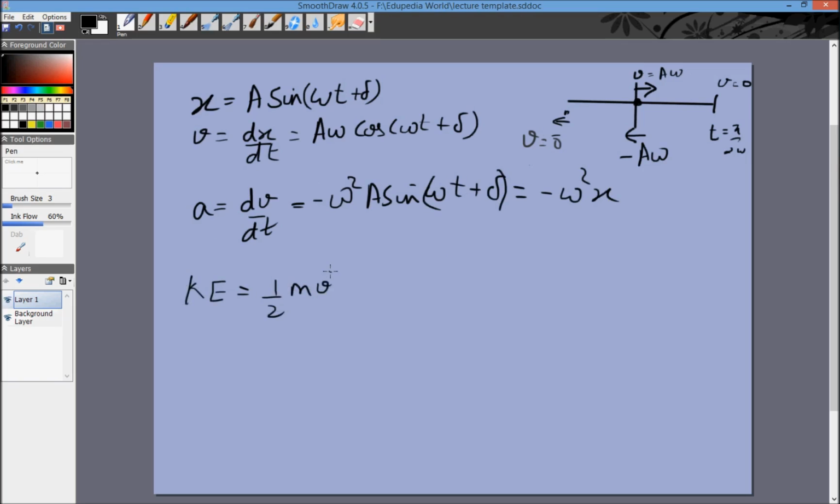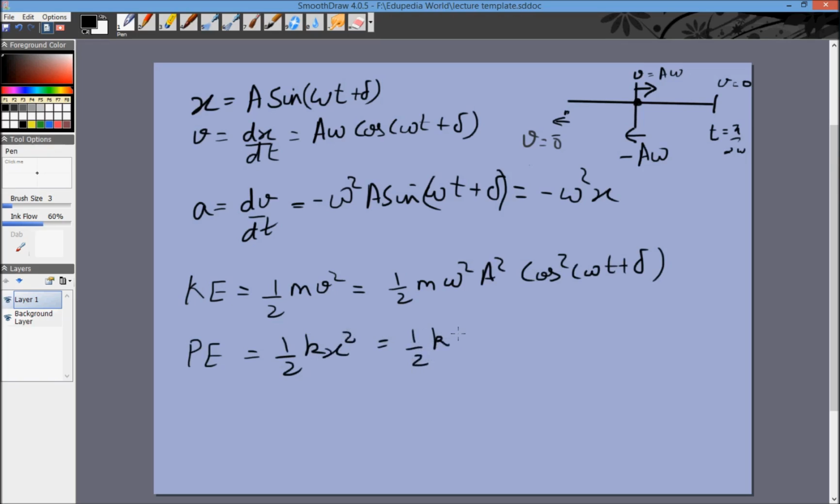What is the kinetic energy at any point of time? That will be half m v square, that will be half m omega square A square cos squared of omega t plus delta. What is the potential energy in the spring? We know that is equal to half k x square at any point. So that will be equal to half k A square sine square of omega t plus delta. And we knew that omega is equal to root k by m, omega square is equal to k by m. So m omega square is equal to k. I'll just write it as m omega square as well, since they're the same thing. That gives me the total energy is half m omega squared A squared, since sine square plus cos square theta becomes 1.